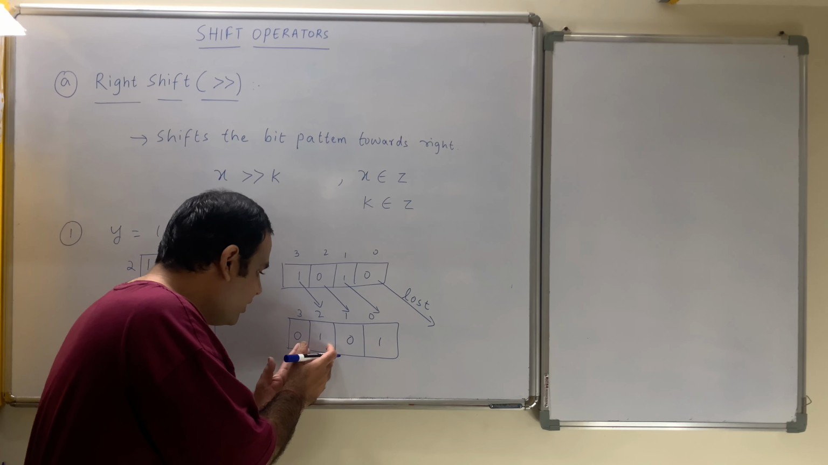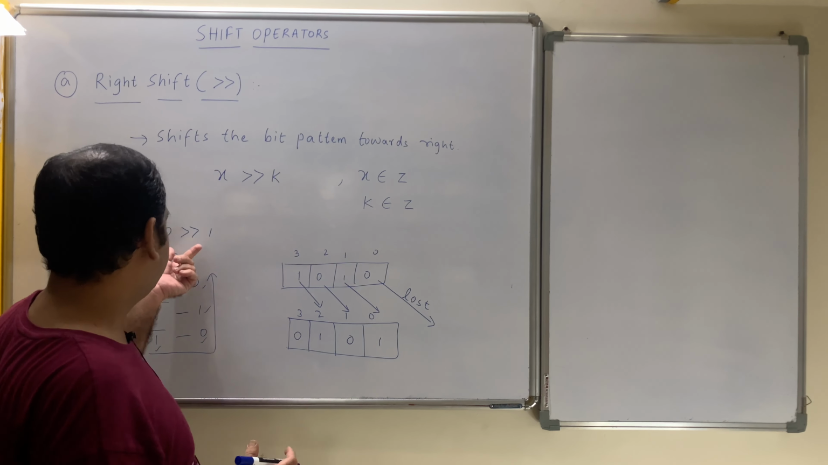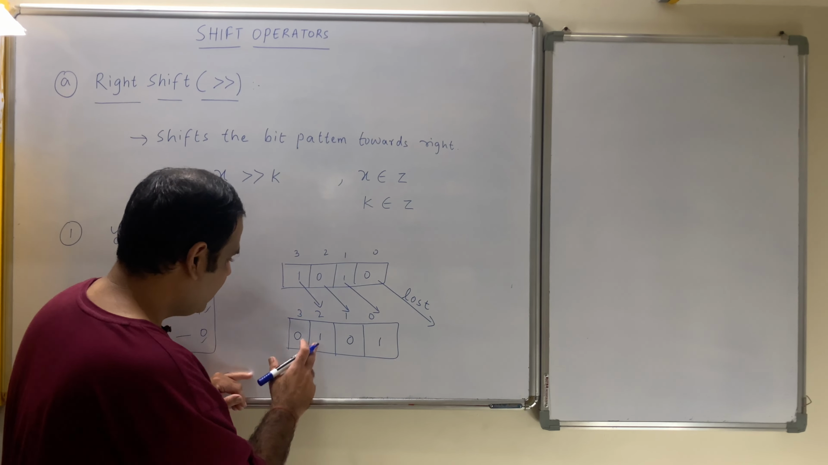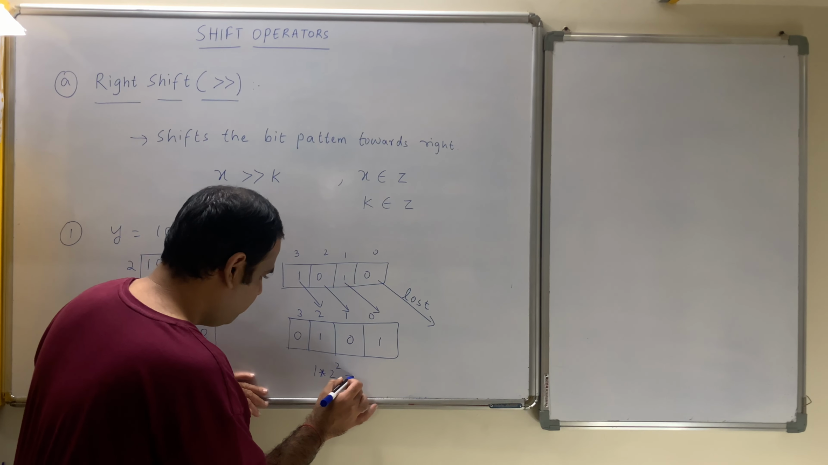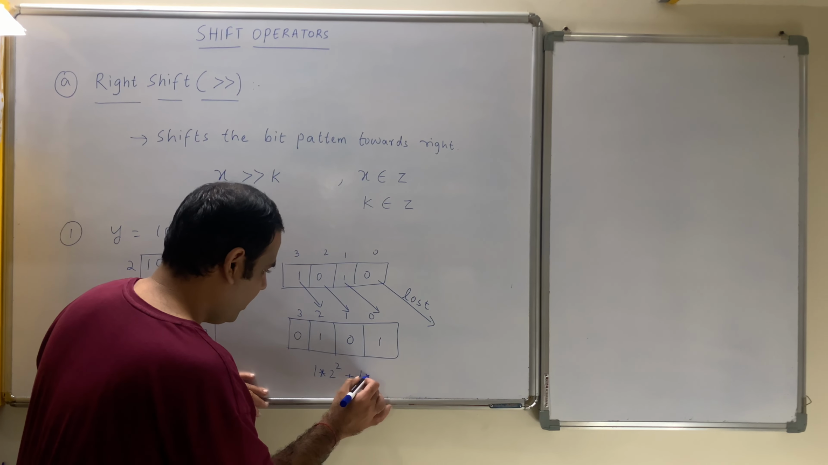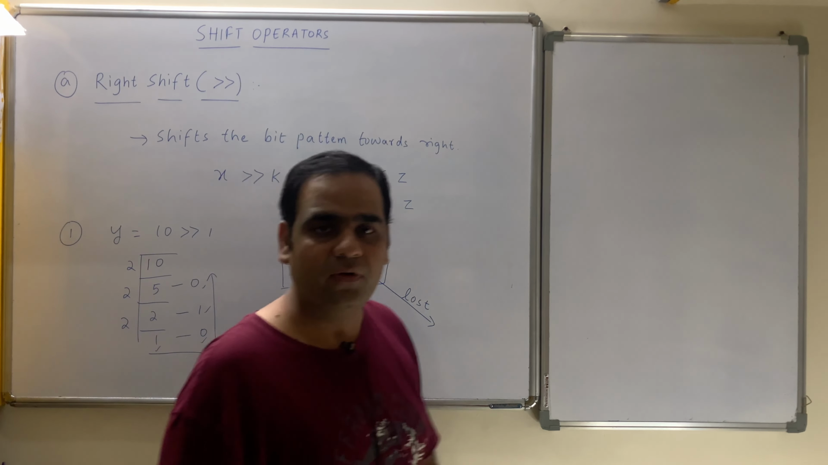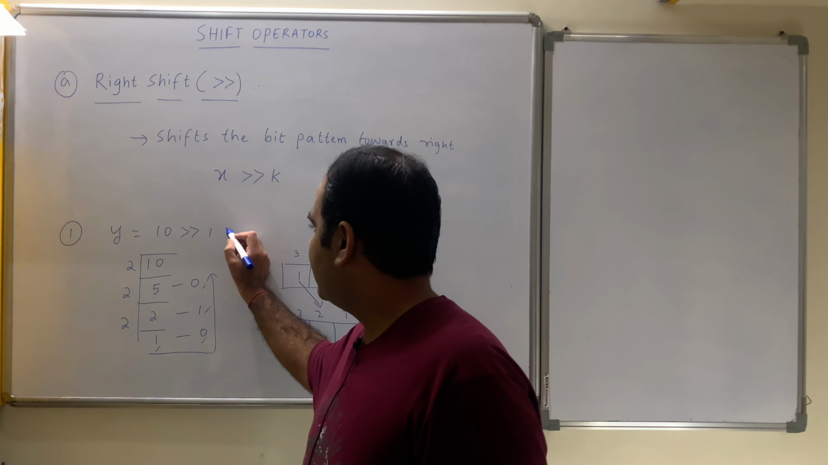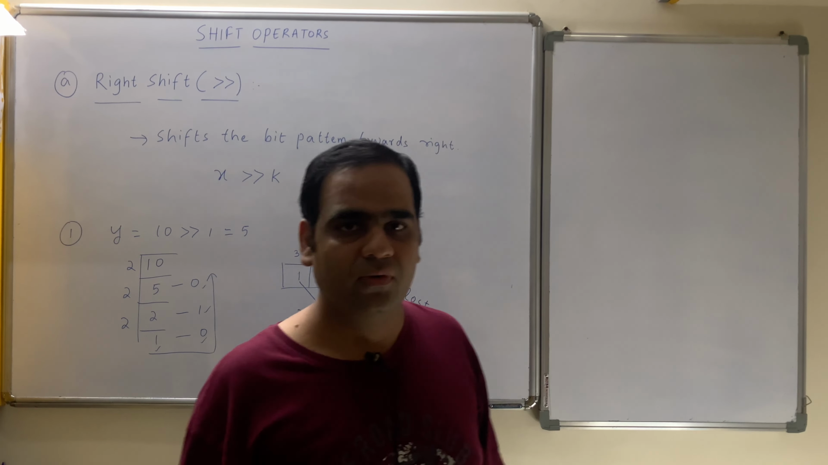We have to convert this answer back to decimal to get what is 10 >> 1. How do we convert it? We say 1 into 2 squared plus 1 into 2 to the power 0, and this is equal to 5. Therefore 10 >> 1 is equal to 5.